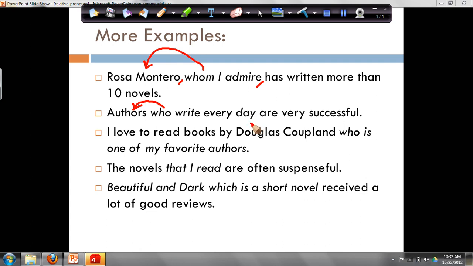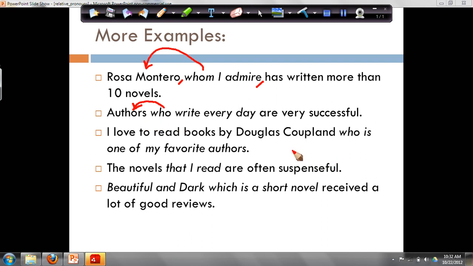If we think about it, if we were to take this clause out, then our sentence would read, authors are very successful. But are we trying to say that all authors are very successful? No, we're only talking about certain authors. We're talking about authors who write every day. So that's why we need this information. We're referring to a general noun, authors in this case. So we do not use commas.